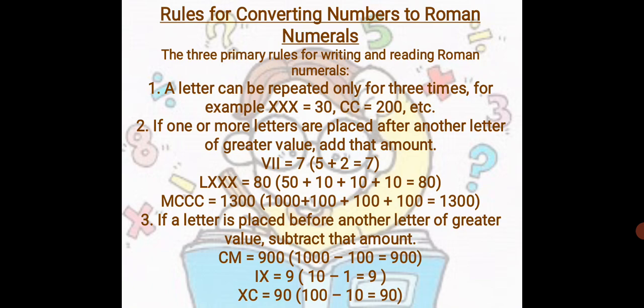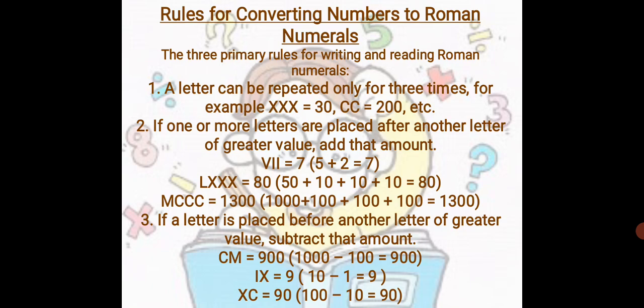Similarly, L plus triple X, that is 80, means 50 plus 10 plus 10 plus 10. Similarly, MCCC, what is the outcome? The outcome is 1300. M means 1000 and triple C means 100 plus 100 plus 100, that is 1300.